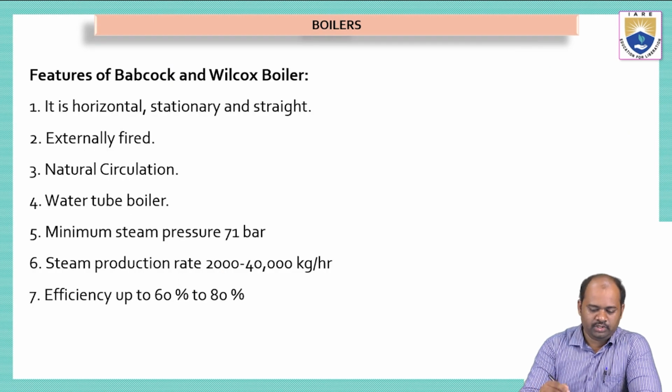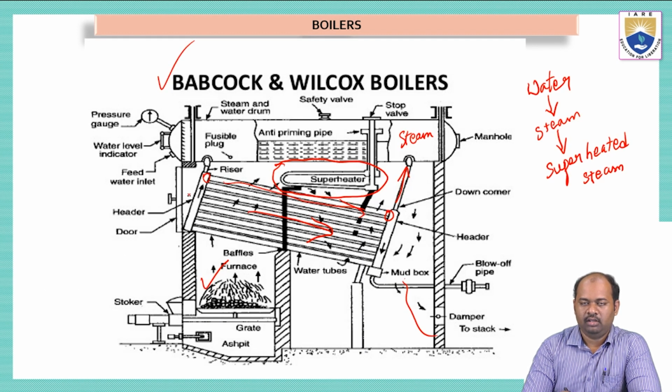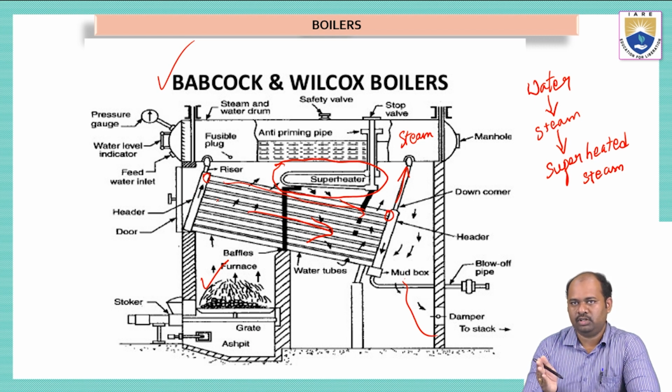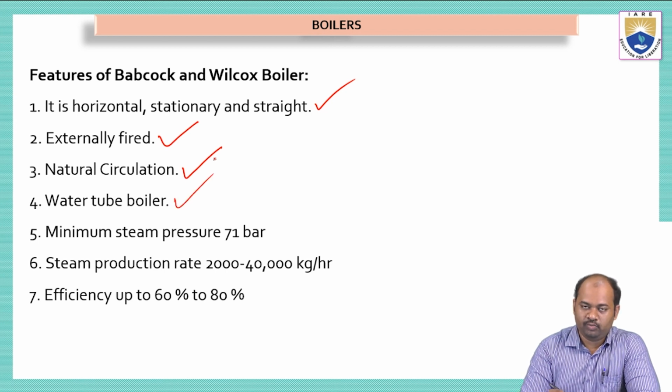Now we'll see what the features are. It is horizontal, stationary and straight. It is externally fired. Natural circulation is done. The water inside the water tube will flow with the help of natural circulation, because we can see in this picture the water tubes are inclined. Because of the inclination, the water will flow automatically due to gravity. And this is a water tube boiler. We know water is flowing inside the closed tubes where they are subjected to hot gases.